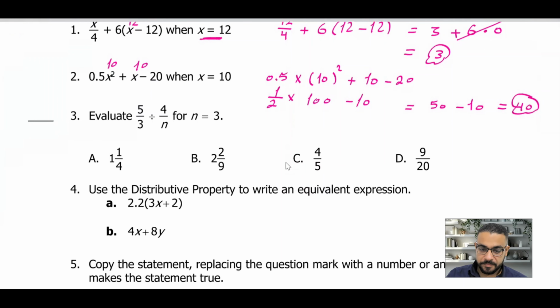Moving to third question. Evaluate 5 over 3 divided by 4 over n for n equals 3. So I have to replace this one by 3. Consider that you have 4 over 3 now. What should we do during the division operation? Yeah, right. Keep, change, flip. So it's 5 over 3 multiplied by, no, not 4 over 3. It's 3 over 4. Flip.